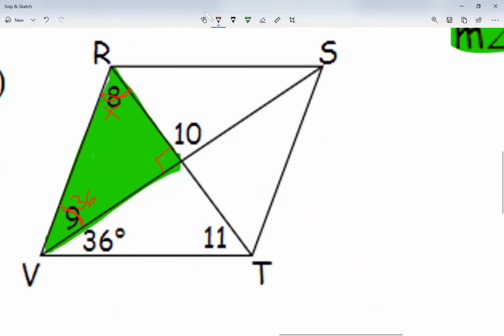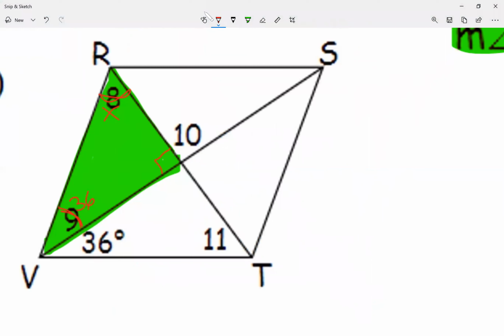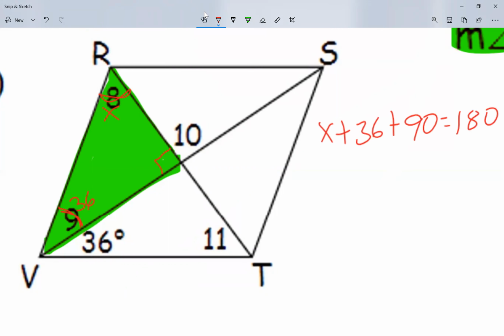Now, when I look at that triangle, I know two angles. One of them is 36, the other one is 90. I can solve for the third angle. Remember, here I'm solving for X. I was asked to find the measurement of angle 8, and I called it X because I didn't know how big it was. So let me add everything: X plus 36 plus 90. I added the three angles of a triangle, and this is equal to 180.